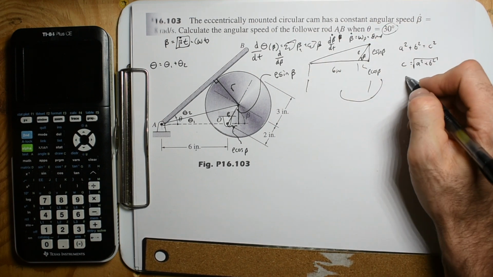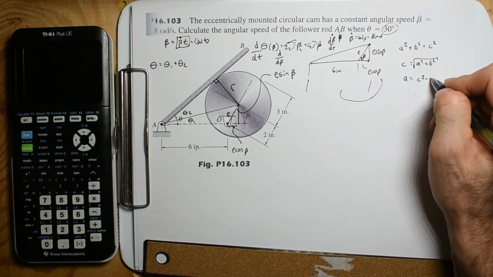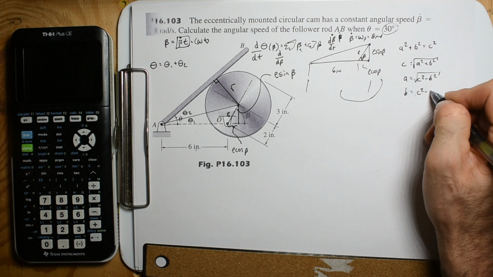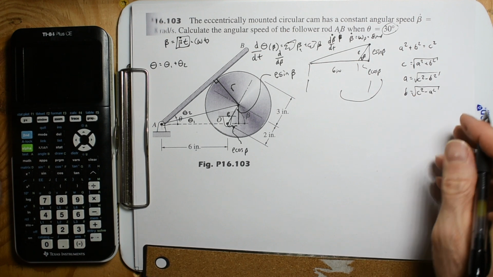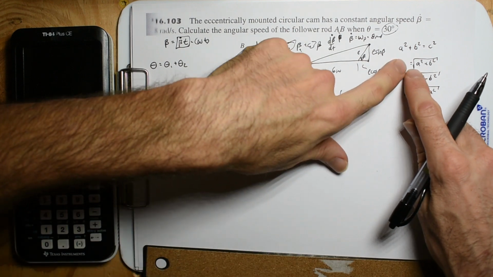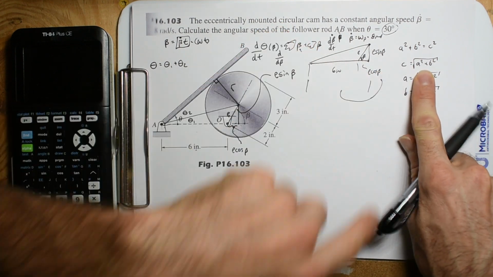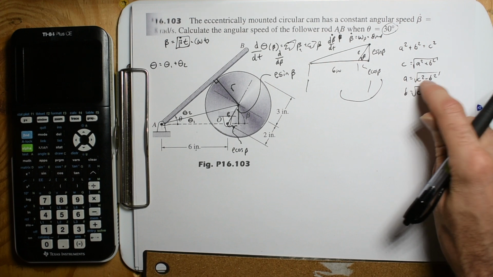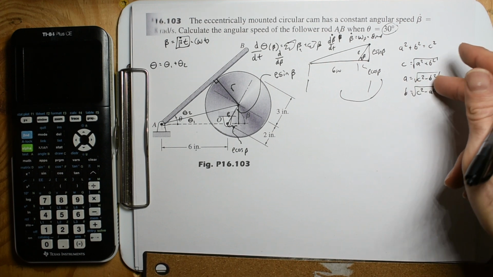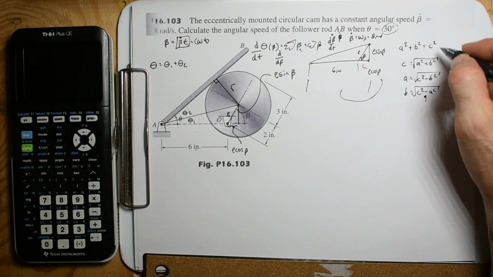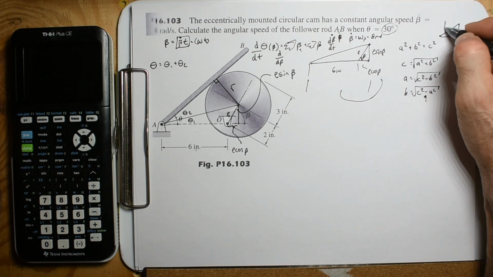Let's say I want to just find a. That's going to be c squared minus b squared, square rooted. If I want to find b, that's going to be c squared minus a squared, square rooted. So this one, the hypotenuse, is classic. But if you wanted to find a side, you have to take the hypotenuse squared minus the side squared. That should make intuitive sense, because the hypotenuse is the larger number.